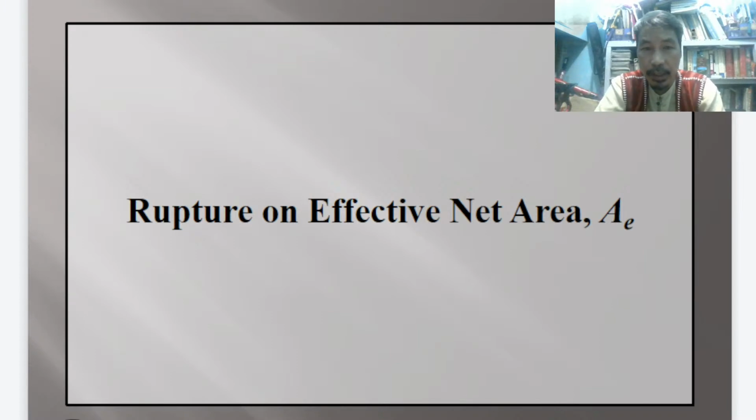We'll now go to the next strength limit state, which is about rupture. When we are going to apply rupture, definitely we're going to use the corresponding area that is the effective net area.